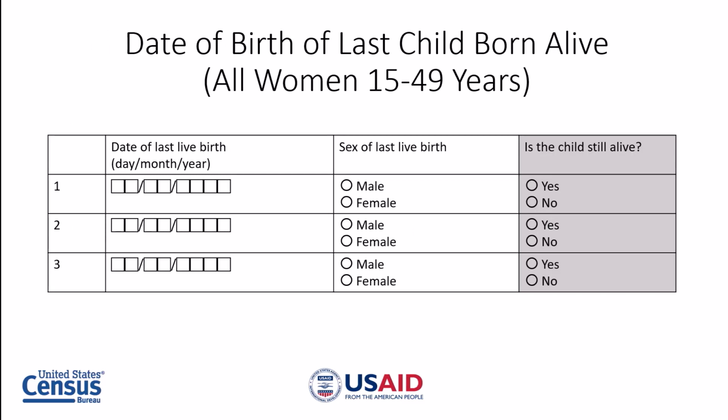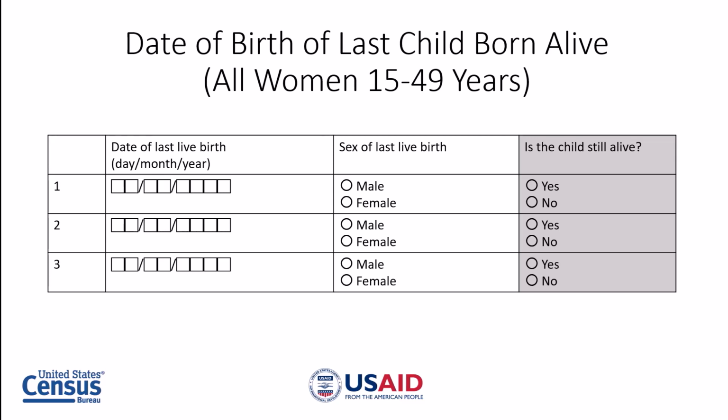The UN recommends asking about the date of birth, day, month, and year, and sex of the last child born alive to women 15 to 49 years, regardless of marital status, as an addition to the children ever born alive questions. The date of birth of the last child born alive can be used to obtain current fertility at national and subnational levels. This question is preferred over asking about the number of births within the last 12 months.